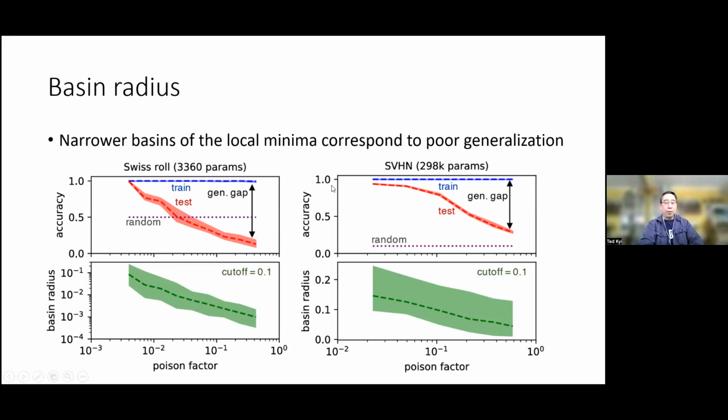So it's the same graph. On the left, it's our Swiss roll, which is a very, very small, simple problem. So this is only a 3,000 parameter model. On the right, this is street view housing numbers. And so they use a more regular small CNN. It's got 300,000 parameters. It's the same property.